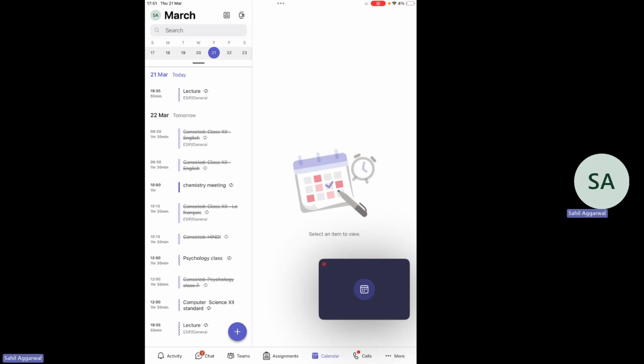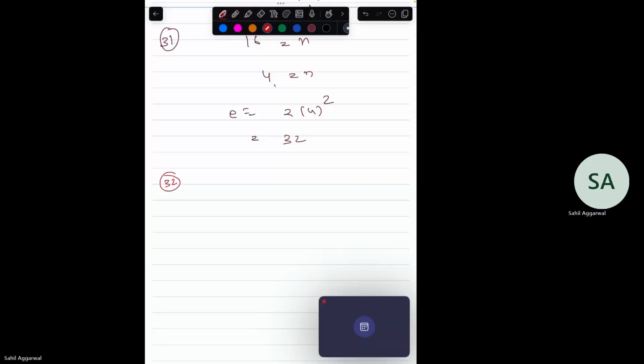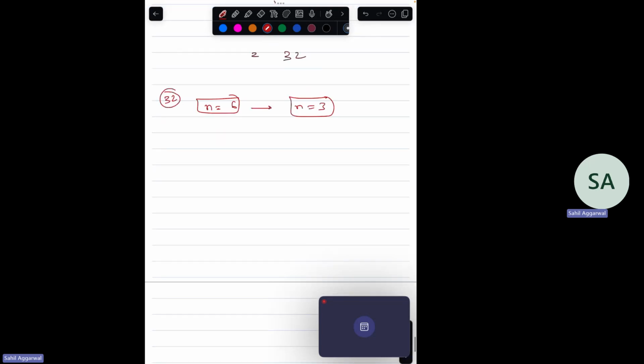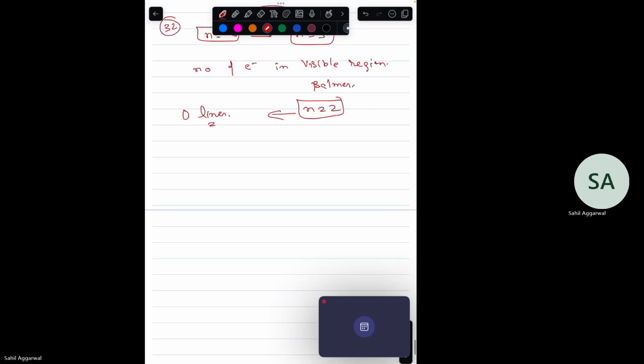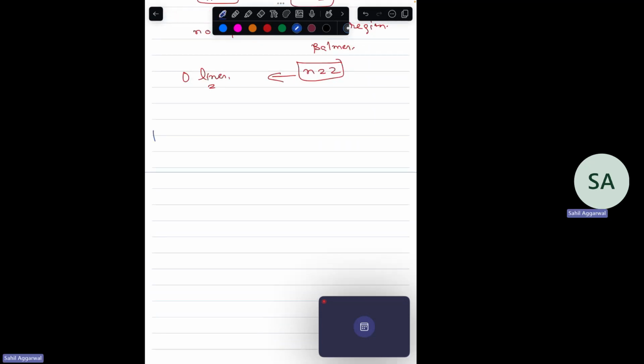Let's see 32. If electron is coming from n equals 6 to n equals 3, number of electrons in the visible region. Visible region means Balmer. Balmer means n is equal to 2. But the electrons are coming from 6 to 3 only. So how many lines will there be? 0 lines. It will be 0. Let's see the second paragraph.